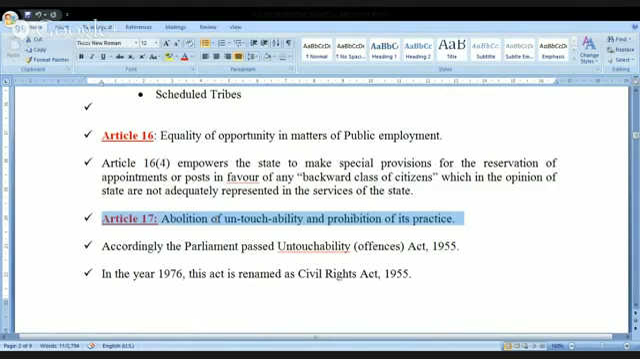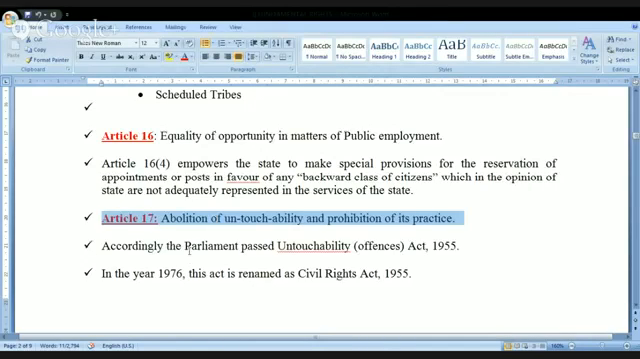And the Constitution, under Article 17, has abolished the practice of this. If the practice of untouchability exists in the country, then how can you ensure the concept of equality? In order to ensure the right to equality, untouchability has been abolished, and its practice in any form has been completely prohibited.